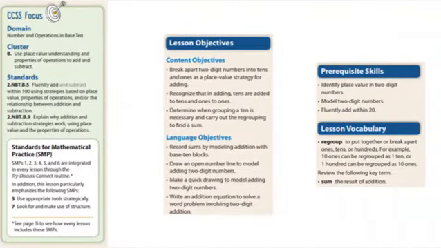Here's our objectives. Breaking apart two-digit numbers into tens and ones as a place value strategy for adding. Recognizing that in adding, tens are added to tens and ones to ones, and determine when grouping a 10 is necessary in carrying out the regrouping to find a sum.